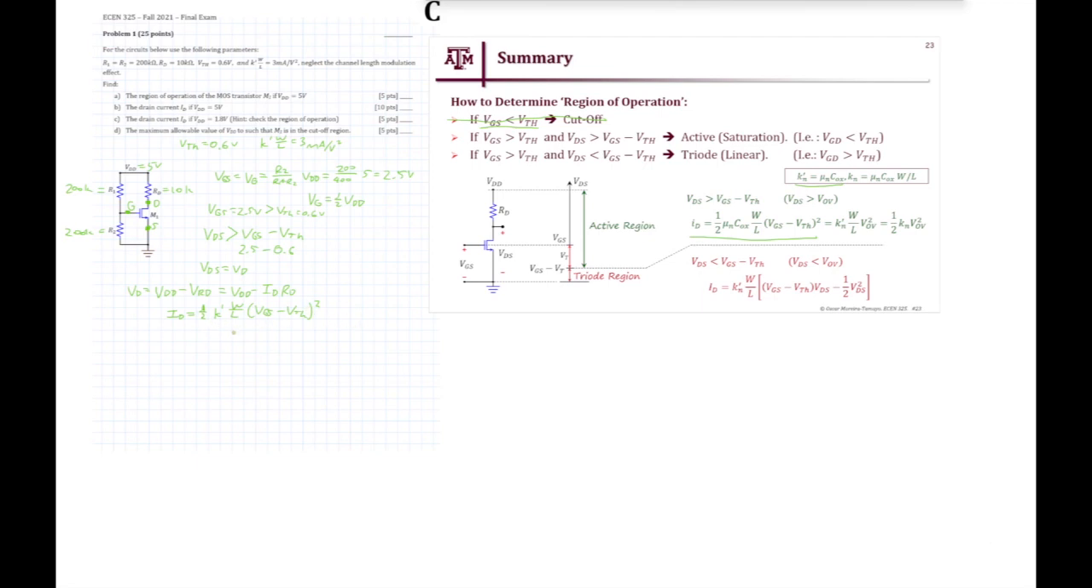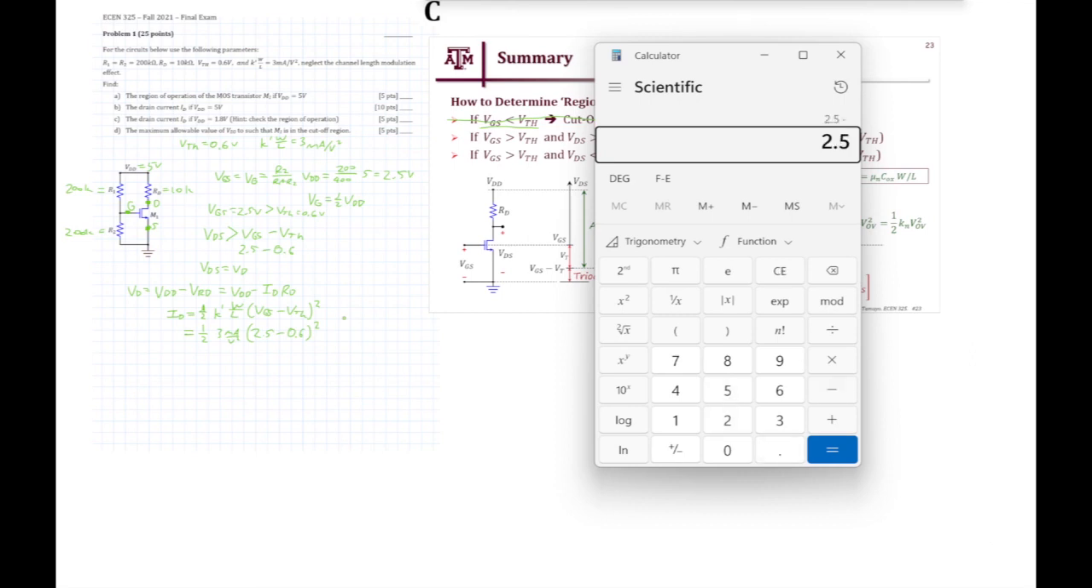Okay, and we actually have computed all of these values. So we know that our ID is 1 over 2, our K prime W over L is 3 milliamps per volt squared, our VGS is 2.5, and our VTH is 0.6, squared. Now let me type this into a calculator. We get 2.5 minus 0.6, we square that, and we multiply this by 3 over 2. And we get 5.415. Remember, this is in milliamps.